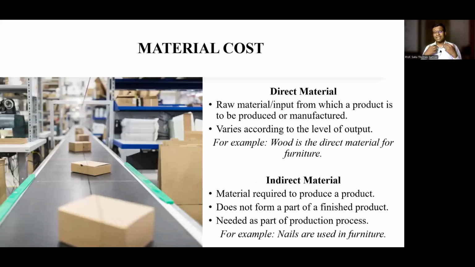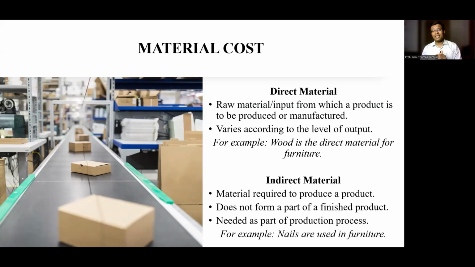Now, what is direct material? These are raw materials which are an integral part of your production activities. So depending on the level of production activity that you carry out, the consumption of direct material would vary. An example would be wood that you use for manufacturing furniture, or the cloth that you use for carrying out your stitching activities. All these are examples of direct material.